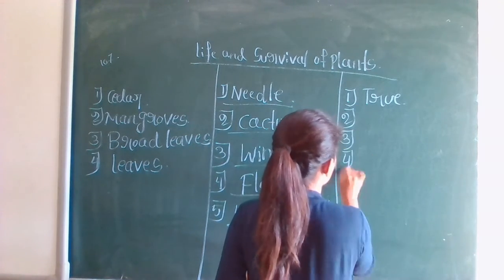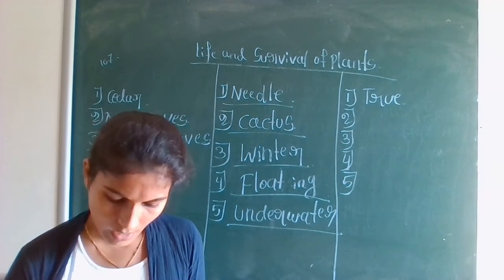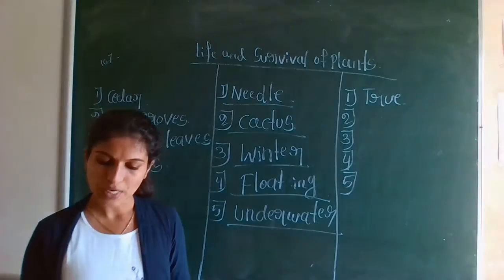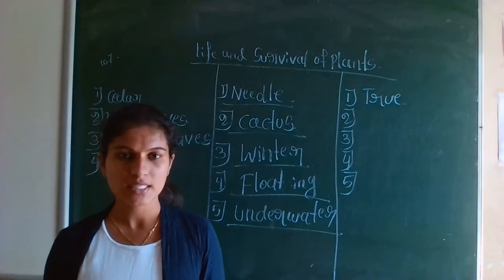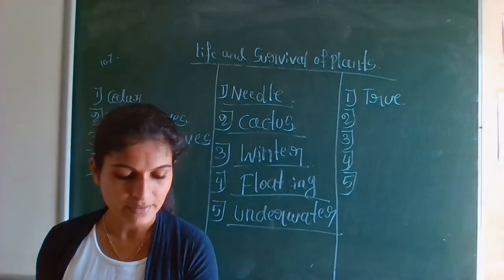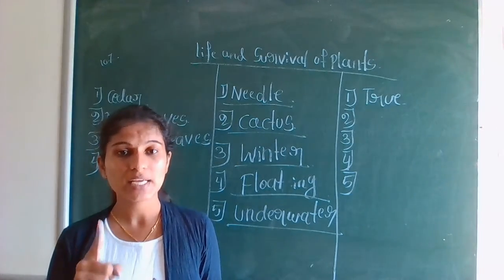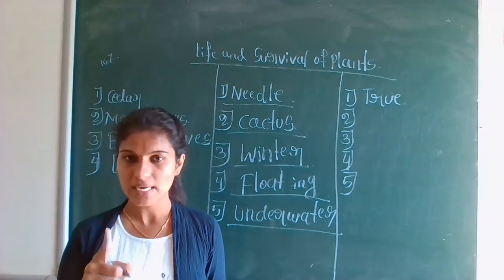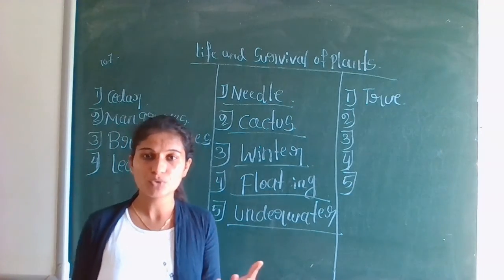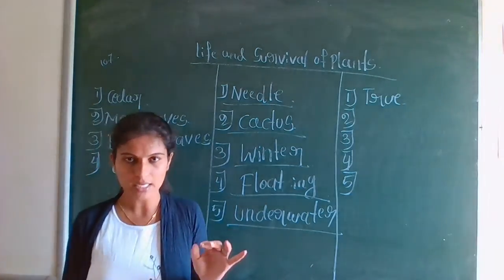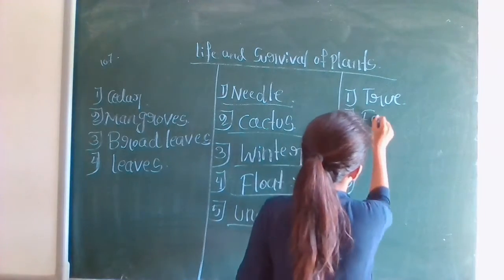And what is the second question? Cuscuta is a type of insectivorous plant. Is it true? No, it is wrong. It is false, because Cuscuta is a parasitic plant. Cuscuta is parasitic in the sense that it can prepare its own food only partially, not completely. So the answer is false.